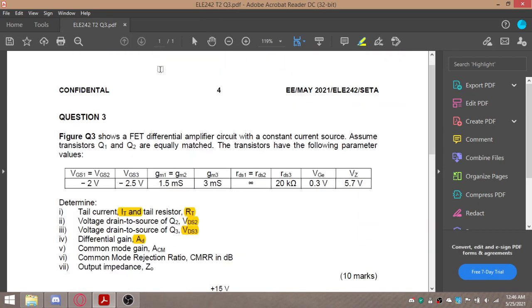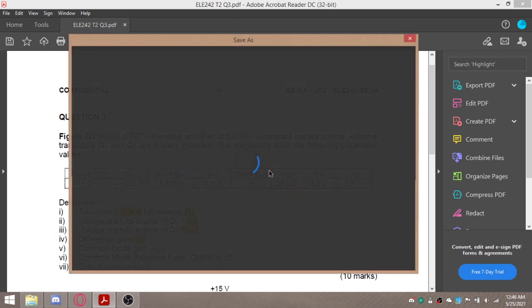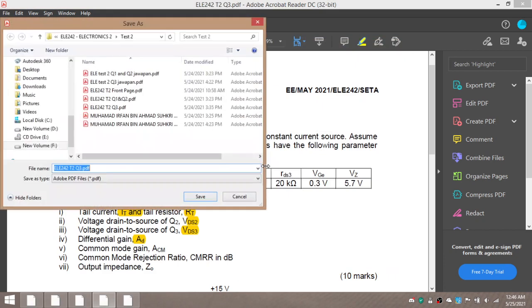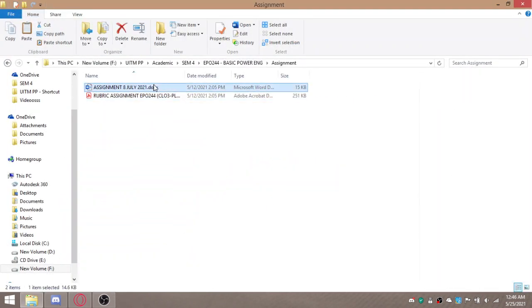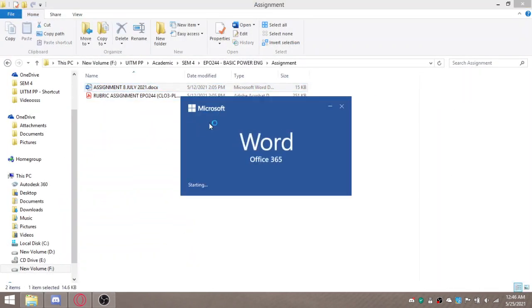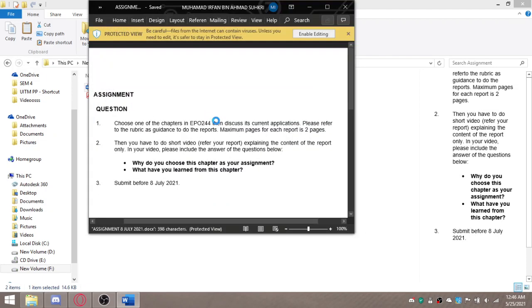See? Langkah ni. Assignment ni. Assignment dia minta apa? Choose one of the input or discuss application. Maximum pages for each report is 2 pages. When you have to do short videos, then you have to do short video or refer your report explaining the content of the report only. In your video, please conclude.